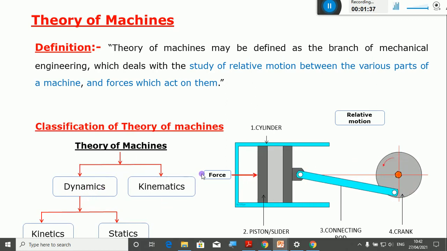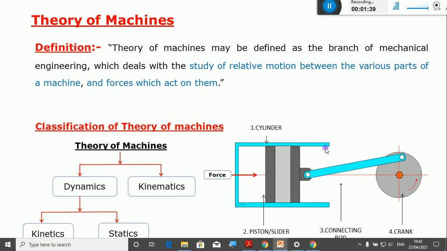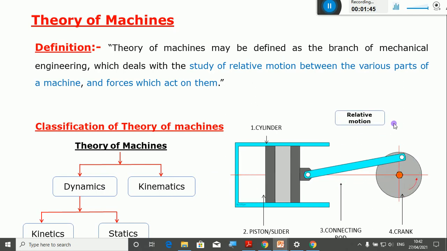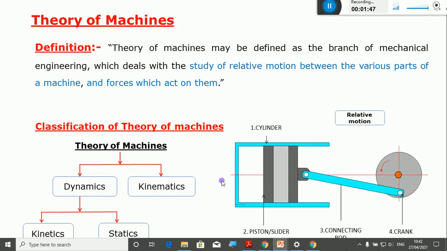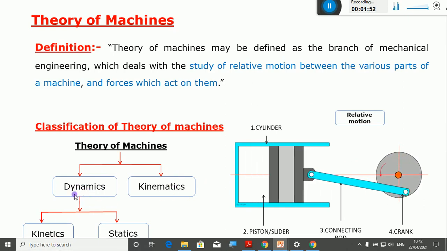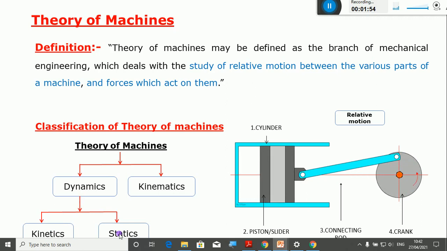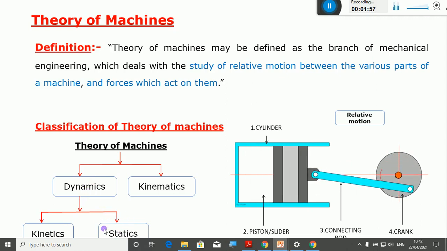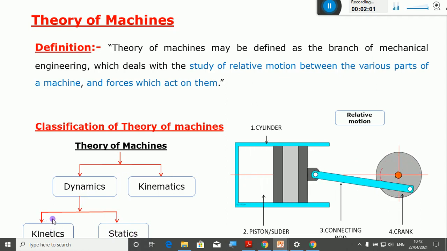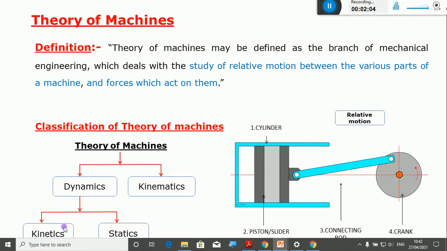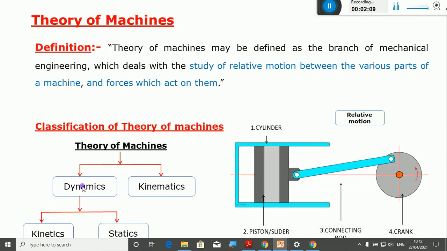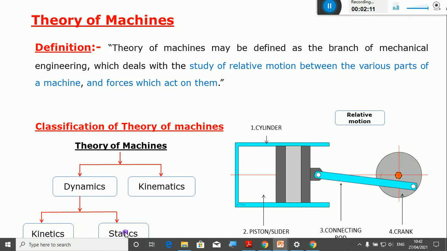If you study only the forces acting on a mechanism or a machine, it comes under dynamics. If you consider only relative motion between different parts of a machine, it comes under kinematics. Again, dynamics has two parts, kinetics and statics. The study of a body when it is at rest is called statics. In the same manner, the study of forces acting on the body when the body is in motion comes under kinetics. That was the classification of dynamics.